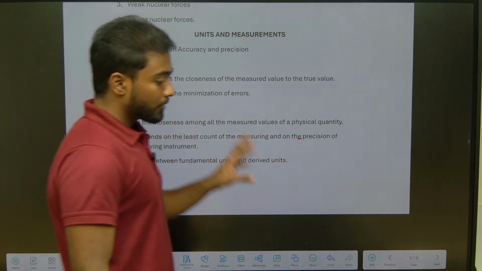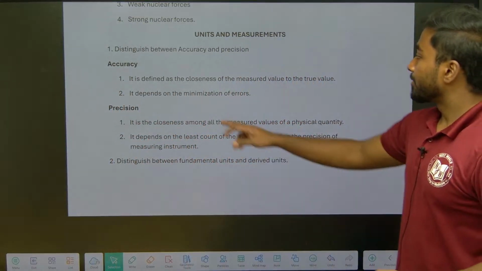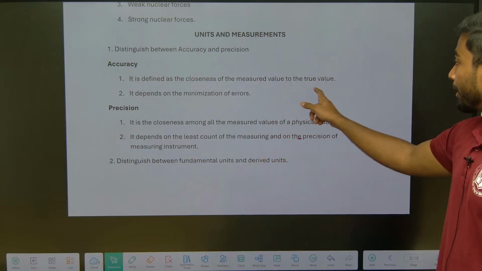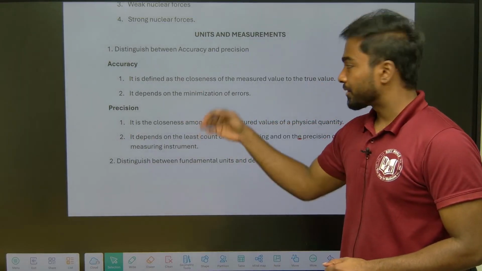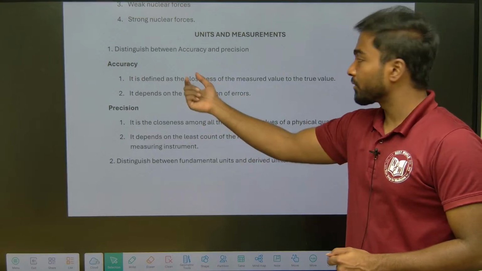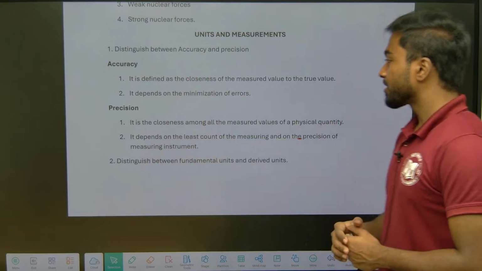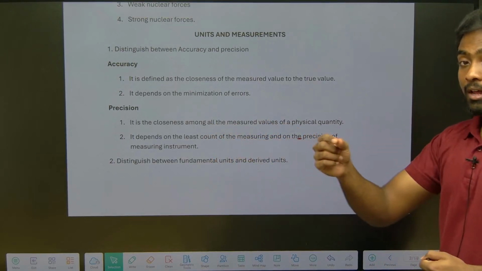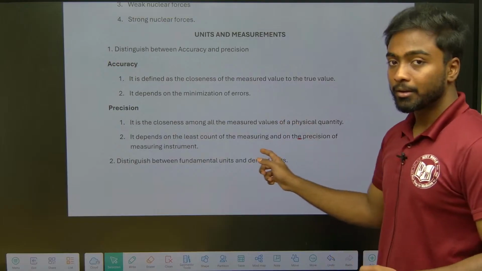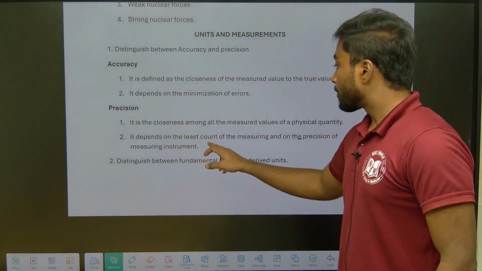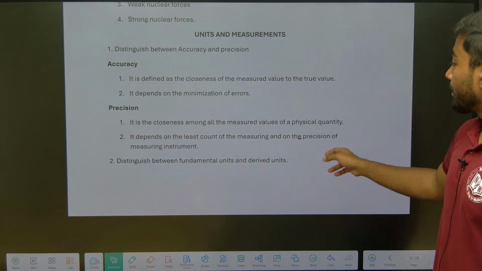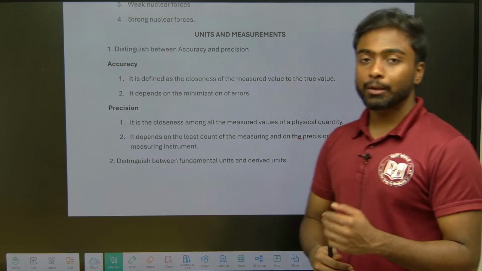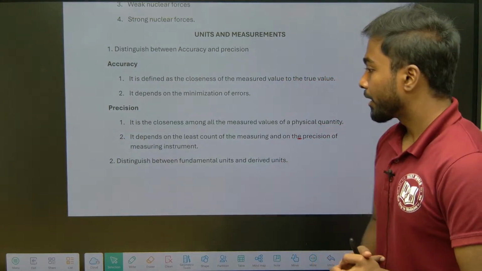So listen clearly. Accuracy is defined as the closeness of the measured value to the true value. It depends on the minimization of errors. When we are minimizing the error, accuracy will come. But what about precision? Precision is nothing but the closeness among all the measured values of the physical quantities. It depends on the least count of the measuring instrument and on the precision of the measuring instrument also. This is the difference between accuracy and precision. You can take a note of this.